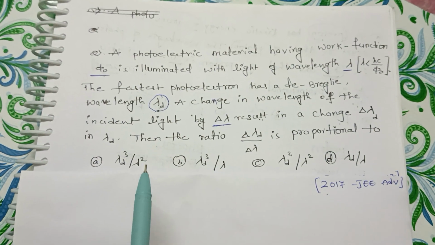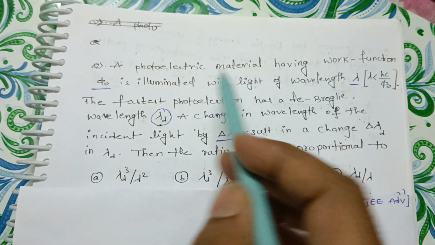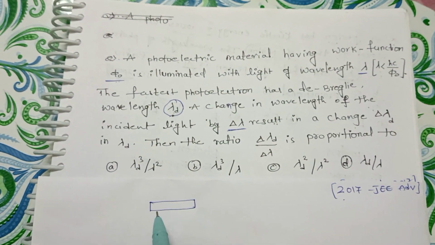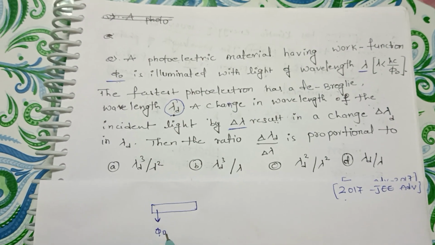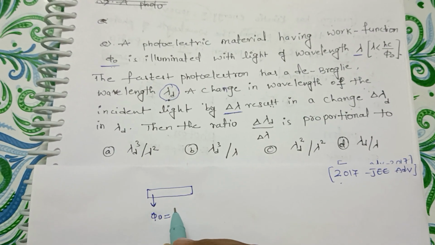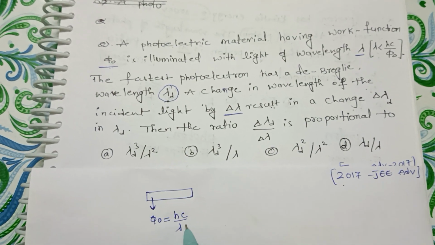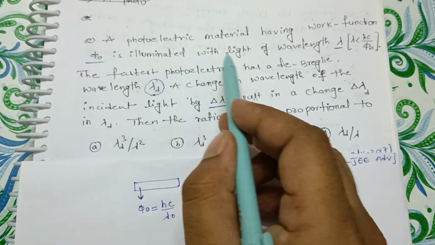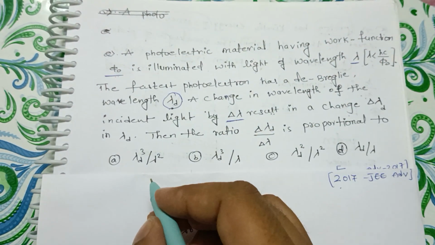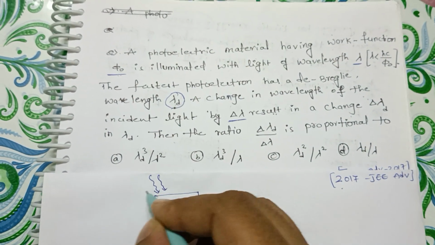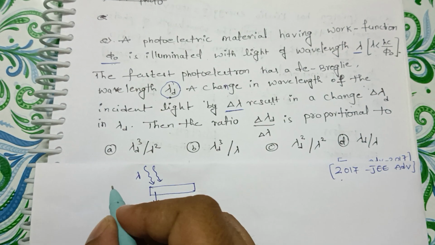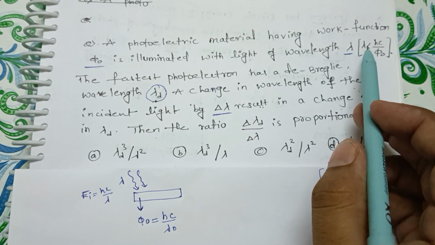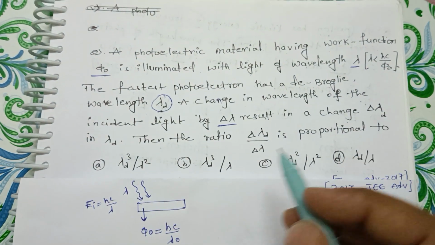A photoelectric material having work function of phi naught, which means there is a photoelectric material. Please draw a material which has a work function of phi naught. The work function can be written as hc by lambda naught, where lambda naught is the threshold wavelength of it. It is illuminated with a light of wavelength lambda. Since you have the wavelength lambda, the incident energy equals hc by lambda, provided lambda is lesser than hc by phi naught.